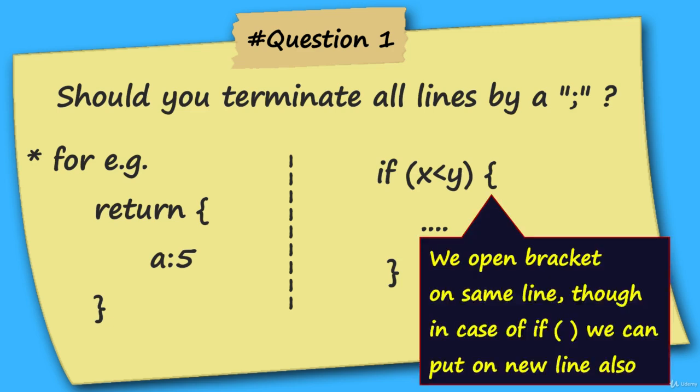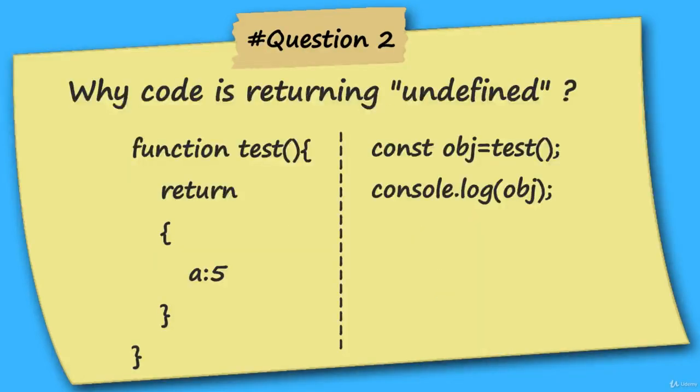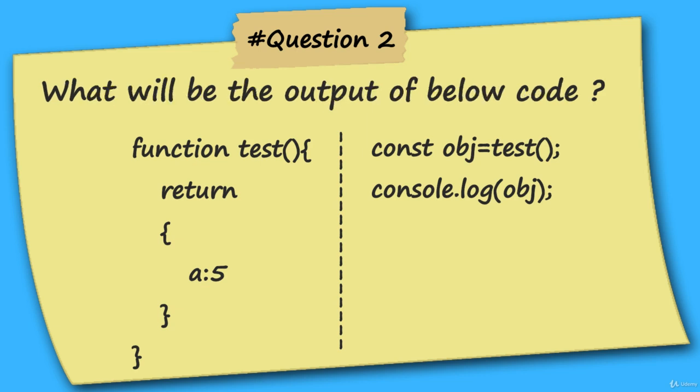Even this is a common practice that when we write if condition, then we open the curly bracket on the same line. The second question is, a piece of code is shown like this, which we have already tried, and the question can be why this code is returning undefined in spite of function returning a valid object literal. So we have already discussed why this happens. Or there can be another question, what will be the output for this piece of code.